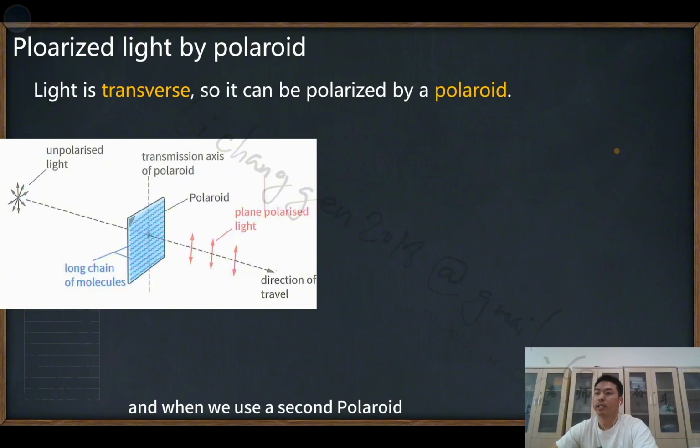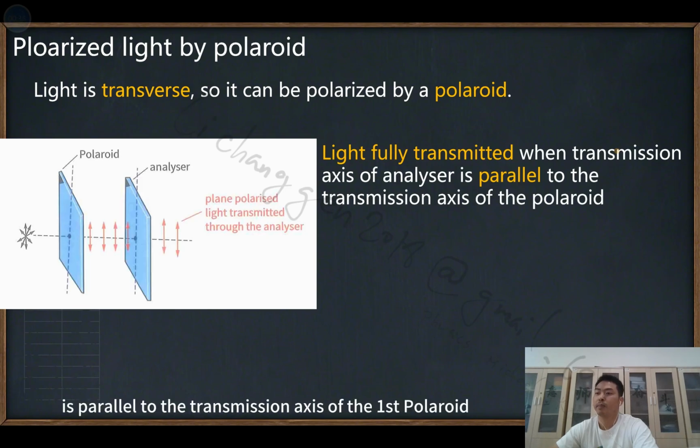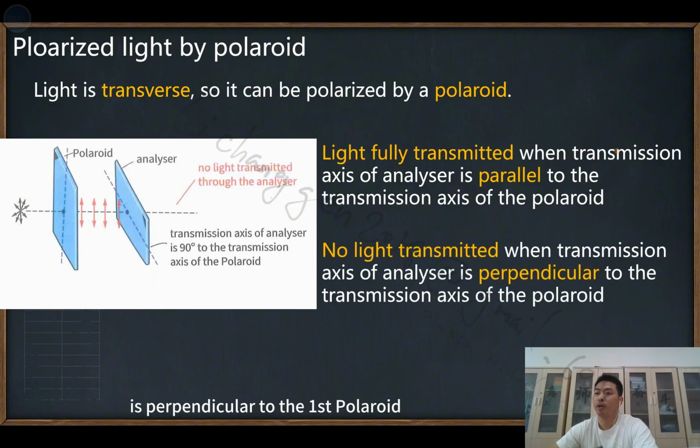And when we use a second Polaroid, something interesting happens. If the transmission axis of the second Polaroid, which we'll call the analyzer, is parallel to the transmission axis of the first Polaroid, light passes through completely. But if we rotate the analyzer so its transmission axis is perpendicular to the first Polaroid, no light gets through at all. This demonstrates that light waves are indeed being restricted to vibrate in just one plane.